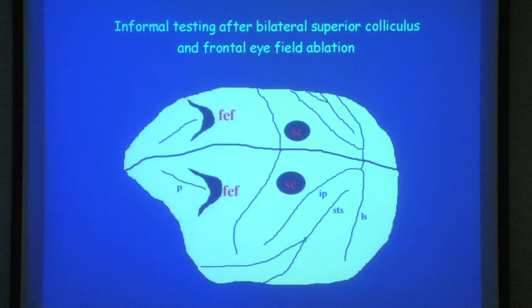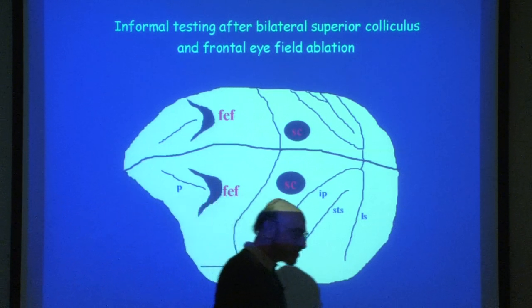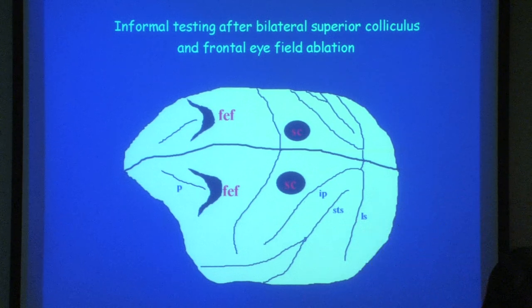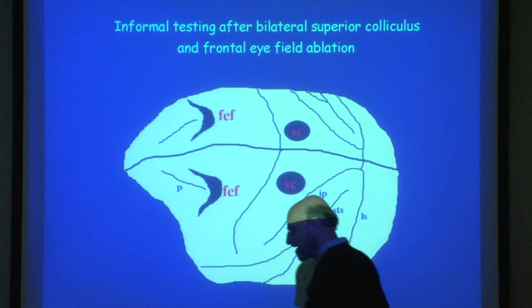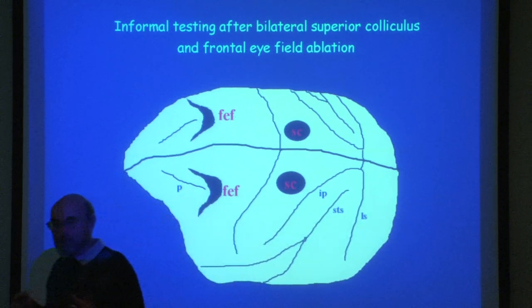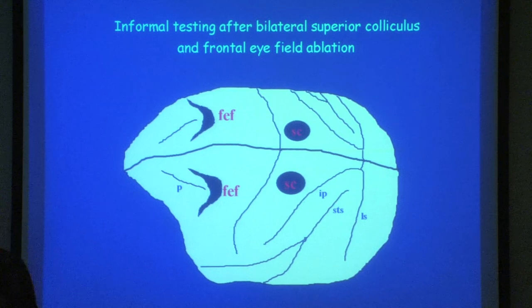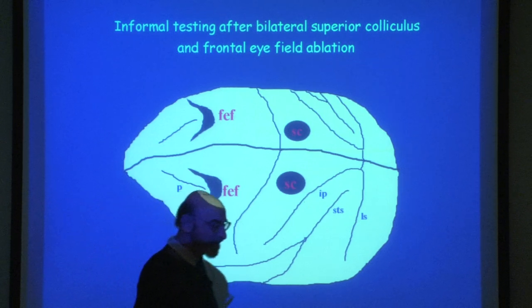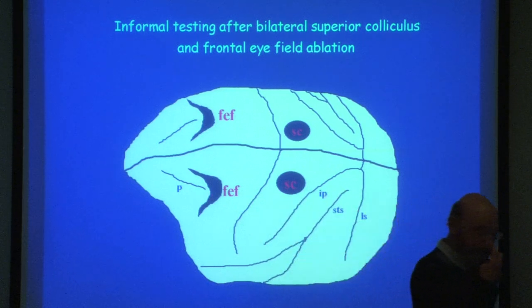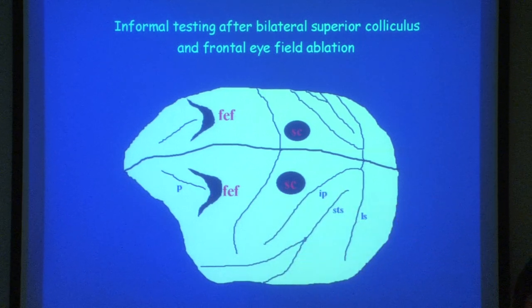you will. And so the question was raised, if you remove both of these areas, meaning the gateway to these areas, V4 and MT, what happens? And when you do that, the monkey is still able to do a lot of things, indicating that we have more pathways from V1 than just these two, the medial and the lateral.